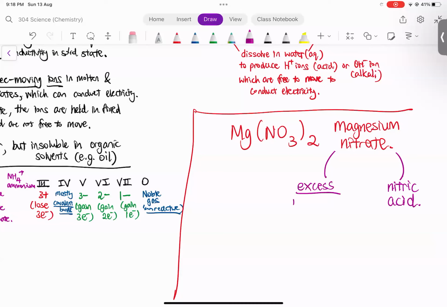The magnesium will come from excess magnesium metal, or as Mr. So usually prefers, I like to use the carbonate. So we use excess magnesium carbonate. We add it to nitric acid. It is important for the magnesium carbonate to be in excess. This is so that all the acid can be completely reacted away. So this was what we covered under salt prep yesterday.